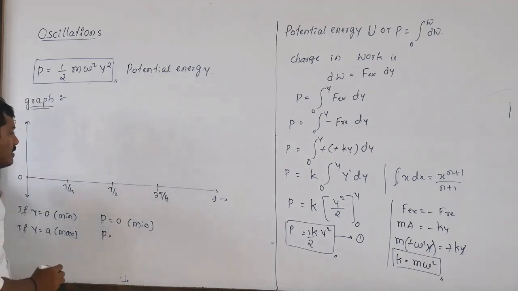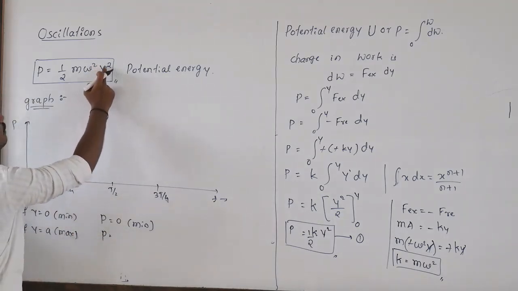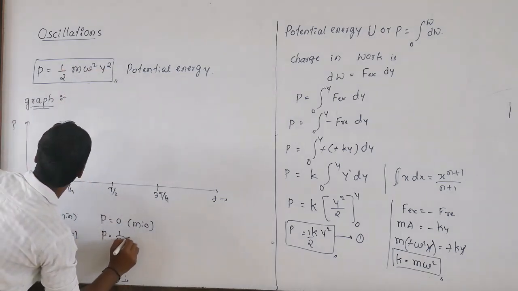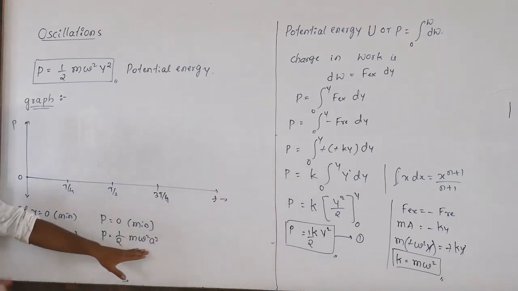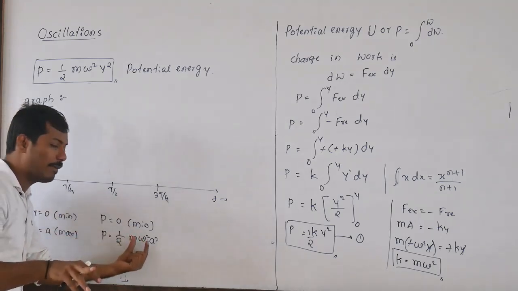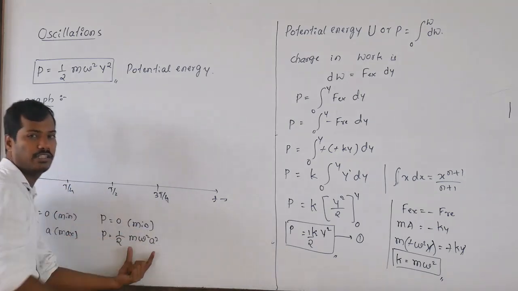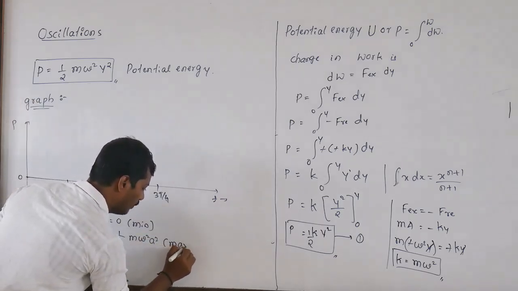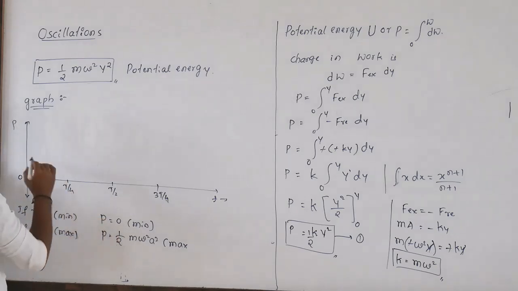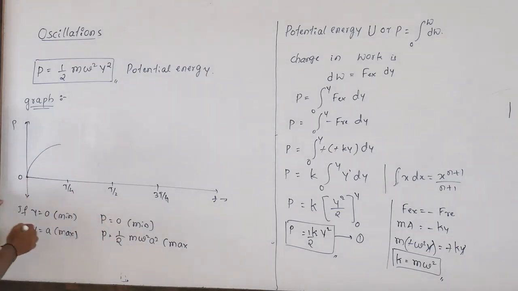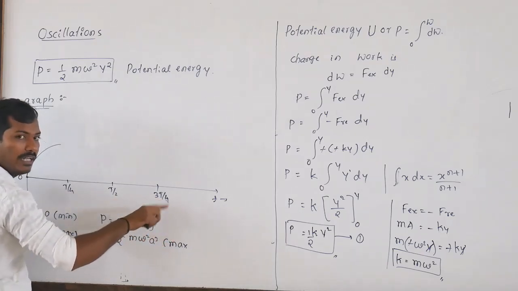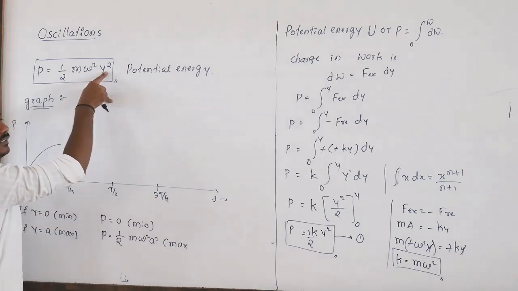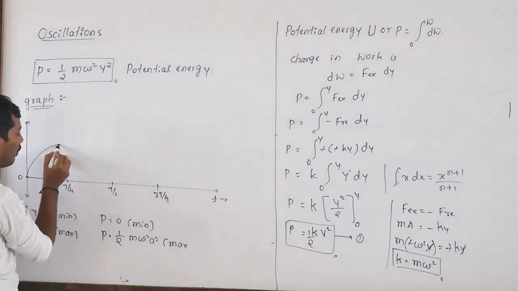Then for the potential energy, y is equal to a, and this becomes 1 divided by 2 m into omega square into a square. At the extreme position, the potential energy is maximum. At the negative extreme position, y is equal to minus a, and minus a whole square is nothing but plus a square. Then you can draw the graph like this.